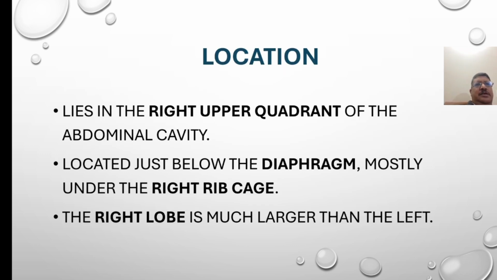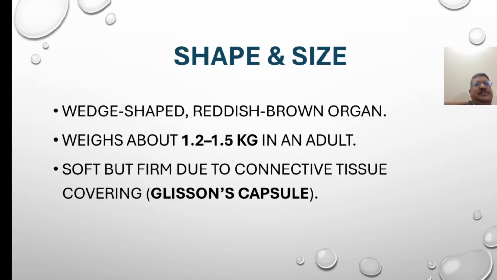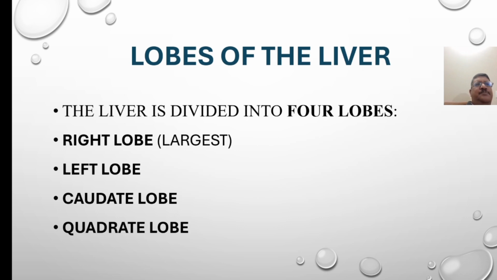Location: lies in the right upper quadrant of the abdominal cavity, just below the diaphragm, mostly under the right rib cage. The right lobe is much larger than the left. Shape and size: a wedge-shaped, reddish-brown organ, weighing about 1.2 to 1.5 kilograms in an adult. Soft but firm due to connective tissue covering, that is Glisson's capsule.